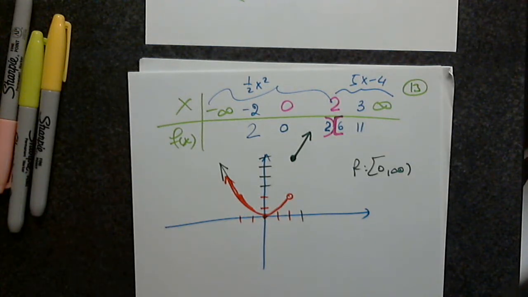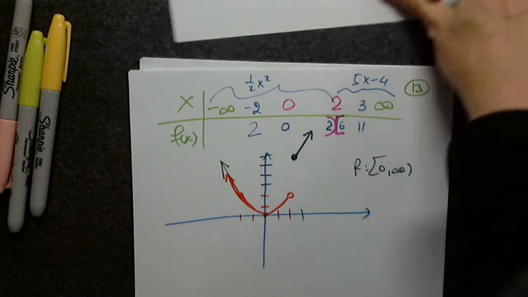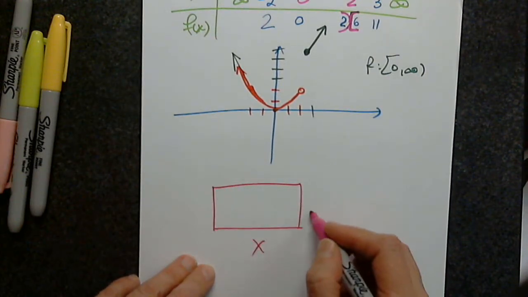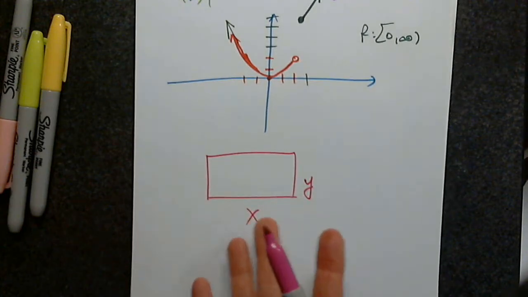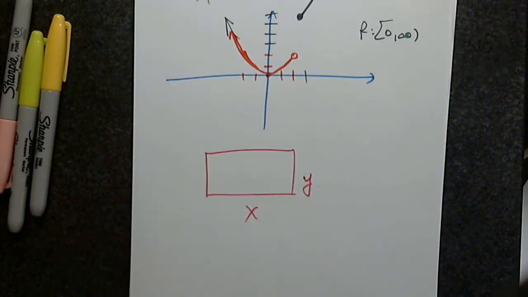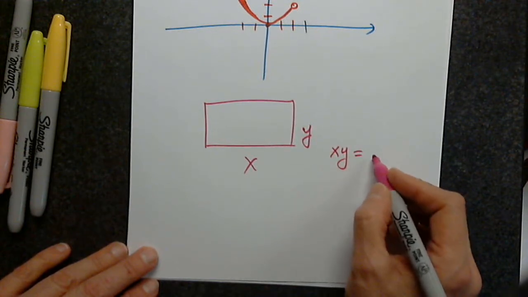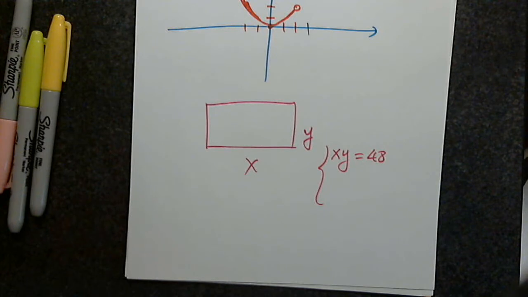Number 3. So we have a rectangular area. You can use length times width, or x and y, or L and W. Doesn't matter. So the area of a rectangular wall of a barn is 48 square feet. What do I write? The area is 48 square feet. X times Y equals 48. The area for a rectangular shape is length times width. Then it says its length is 8 feet longer than the width.